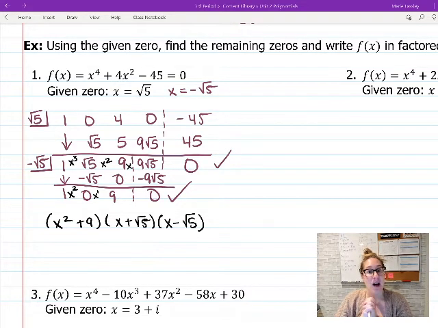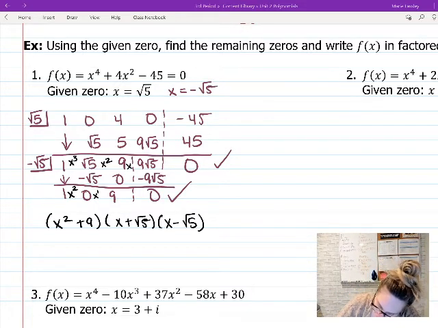Now there is another way to do this. Instead of using this technique, you can use a different technique, but multiplying out is kind of easier. So you have that option. I'm going to show you both ways. Multiplying these two parentheses together will get rid of the square root of 5, so that's what I'm going to do first.